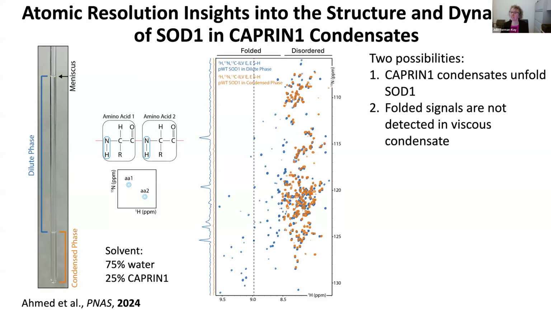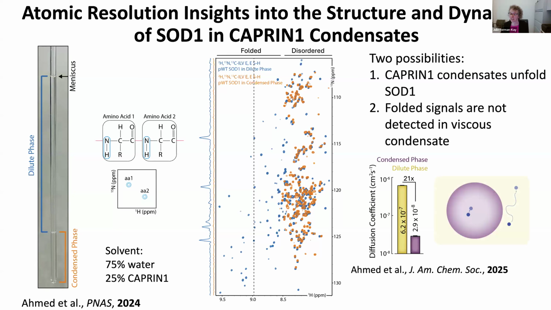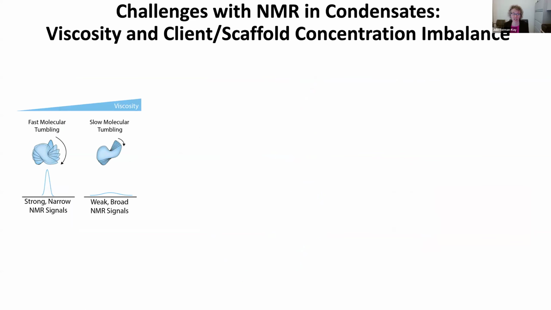So there are two possibilities: that the caprin condensate unfolds SOD1, or that the folded signals aren't detected in the viscous condensate. We can use NMR to measure the diffusion coefficient, and we see that the condensed phase is over 20 times more viscous, similar to 70% glycerol, which is very bad for NMR because we need sharp, narrow signals that rely on fast tumbling, which is really impeded by the viscosity, giving rise to weak signals. IDRs have local chain motions that can overcome that.